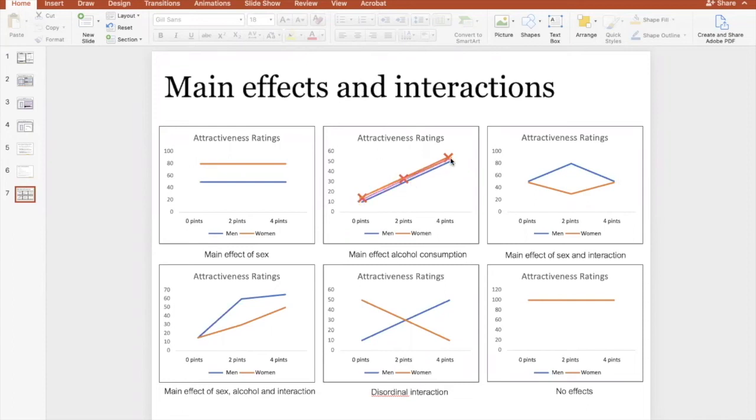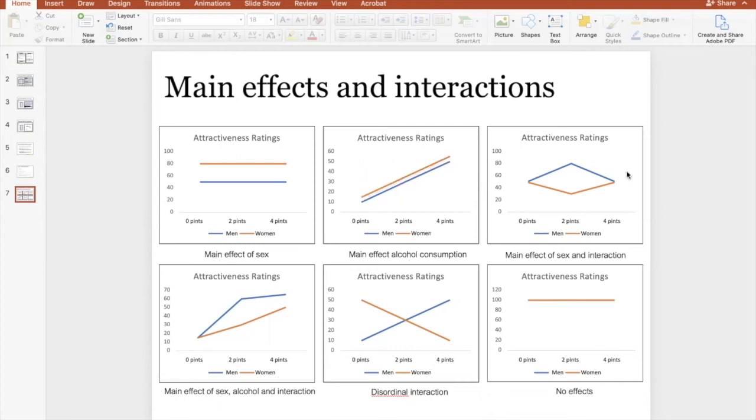So here we can see that there is a slope to this line, which means we have a main effect of alcohol consumption. But in this case, there's really no difference between attractiveness ratings for males and females. So we don't have a main effect of gender or a main effect of sex. We also don't have an interaction.